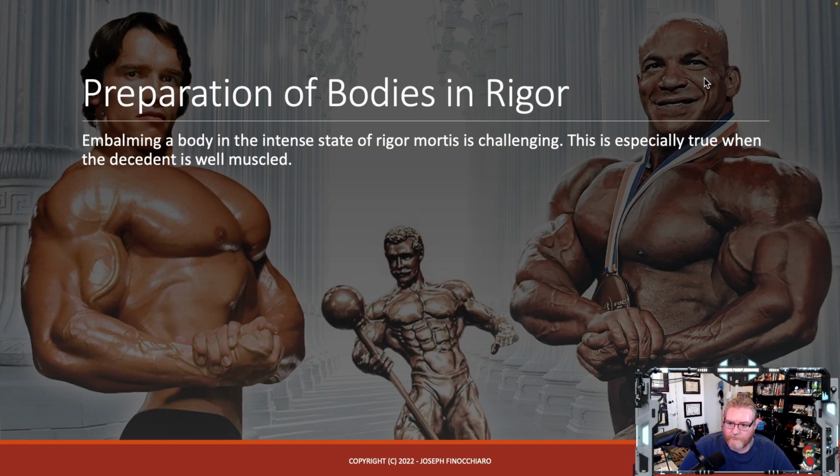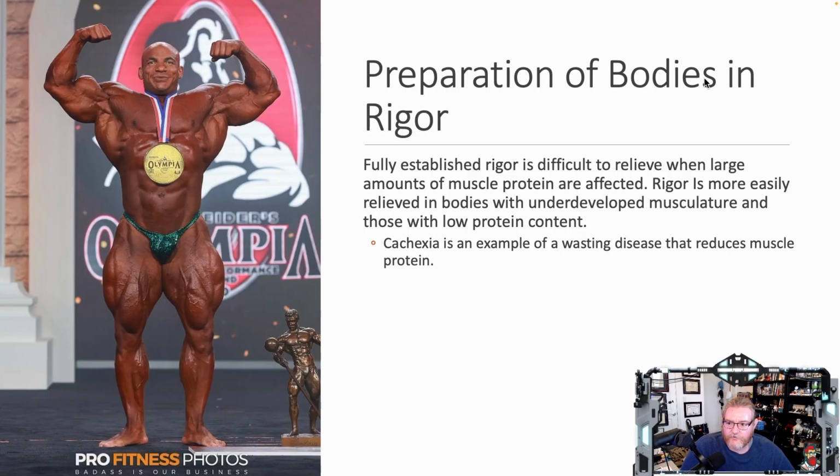So embalming bodies in rigor. Embalming a body in the intense state of rigor mortis is challenging. This is especially true when the decedent is well muscled. Fully established rigor is difficult to relieve when large amounts of muscle protein are affected. Rigor is more easily relieved in bodies with underdeveloped musculature and those with low protein content. Cachexia is an example of a wasting disease that reduces muscle protein.